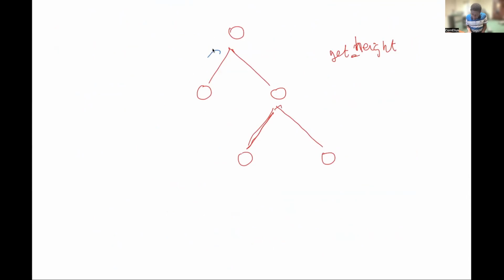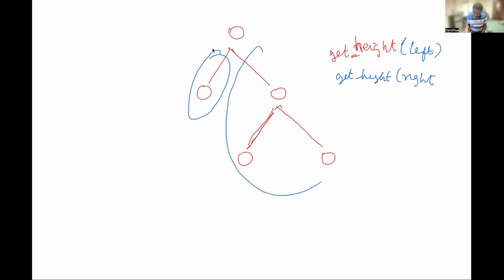So, assuming my function works, I can use that same technique. I'll call get height on the left subtree. Then I'll call get height on the right subtree, right? I'll call here and I'll call here. Then I'll check, so let's just call this L and this R. Then I can just subtract.